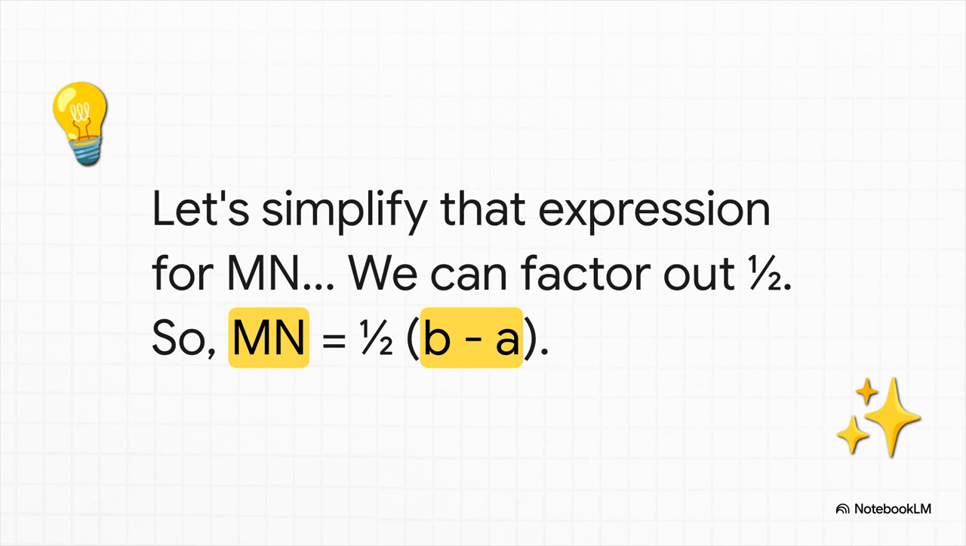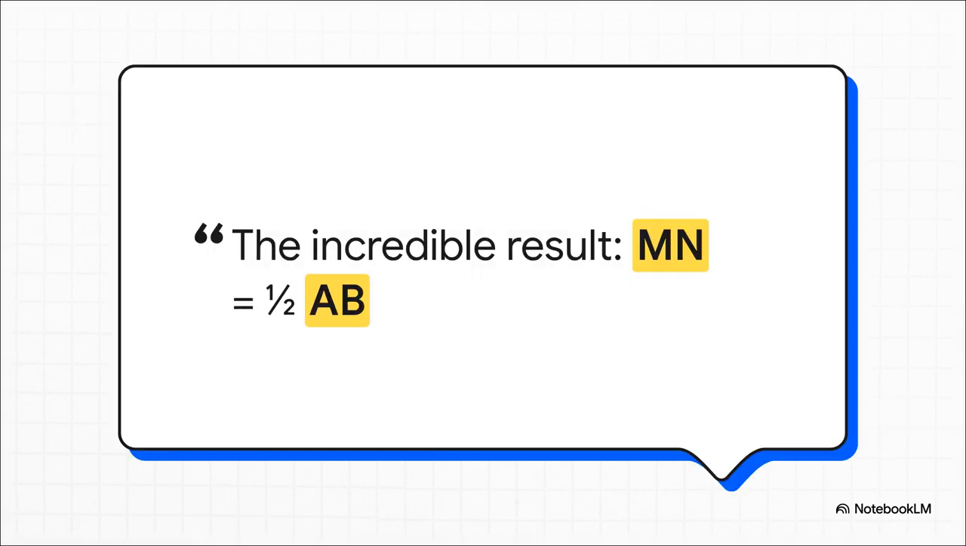Okay, hang on. Let's just tidy that up a bit. We can pull that 1/2 out in front of both terms, right? So that means MN is equal to 1/2 times (B minus A). Wait a second. Does that B minus A part ring a bell? It should. And there it is.